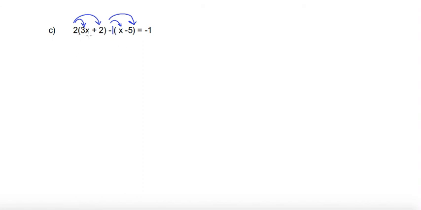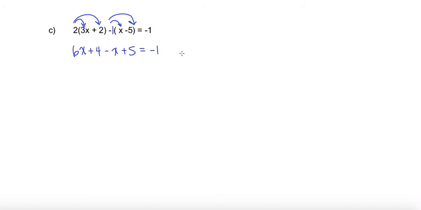So 2 times 3x is 6x. 2 times 2 is positive 4. Negative 1 times x is negative 1x, but I can write that just as negative x. And negative 1 times negative 5 gives me positive 5, and that is equal to negative 1.